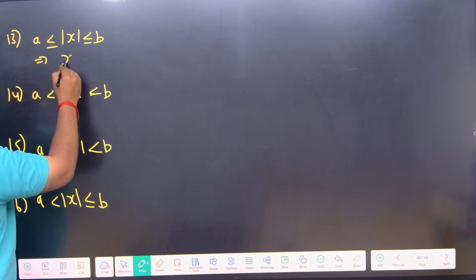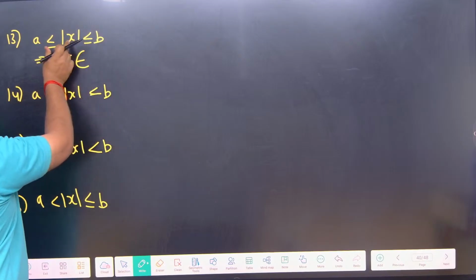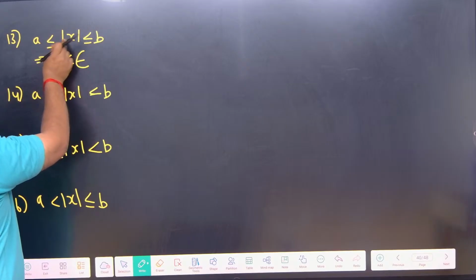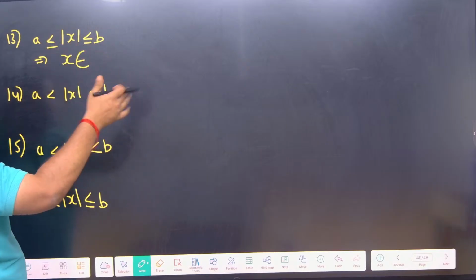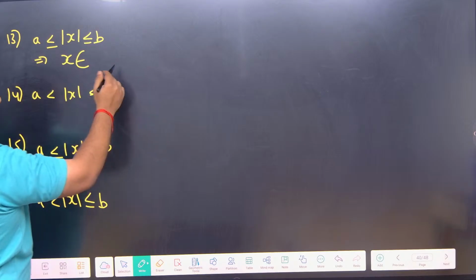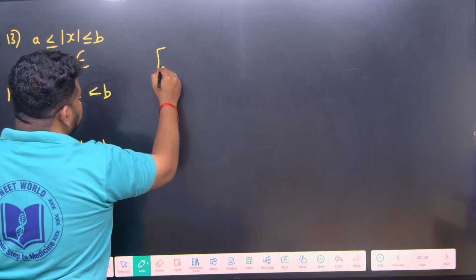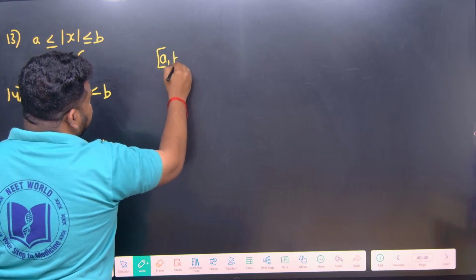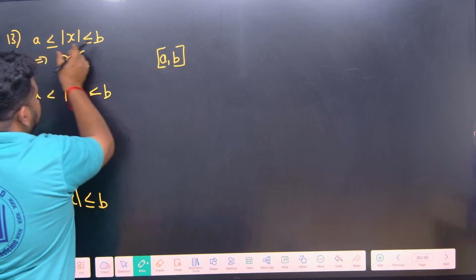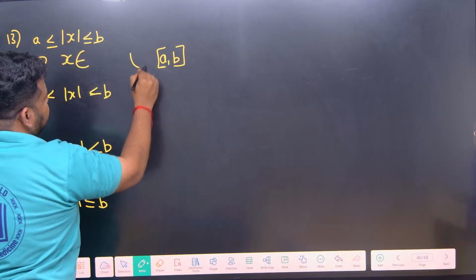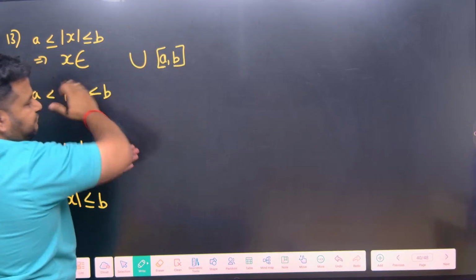x belongs to greater than or equal to, less than or equal to is there. Here, greater than or equal to, less than or equal to, you would definitely have understood by now. You will have a closed interval, but here there is a trick you have to remember. So x belongs to closed interval a comma b, but you should also know that union, you should write what? This will fold itself, this will flip itself.